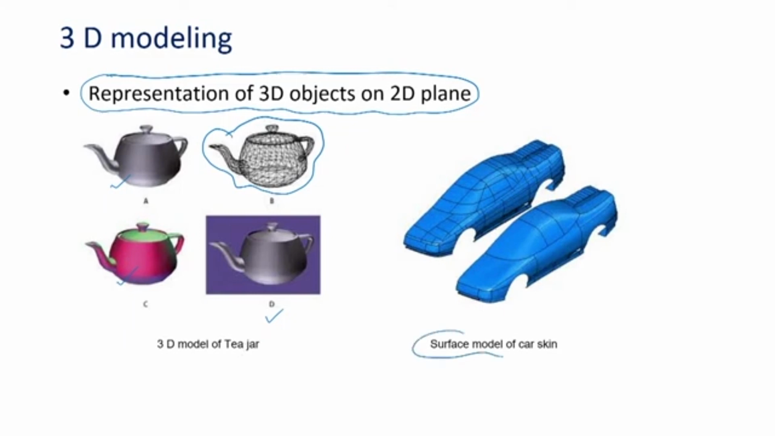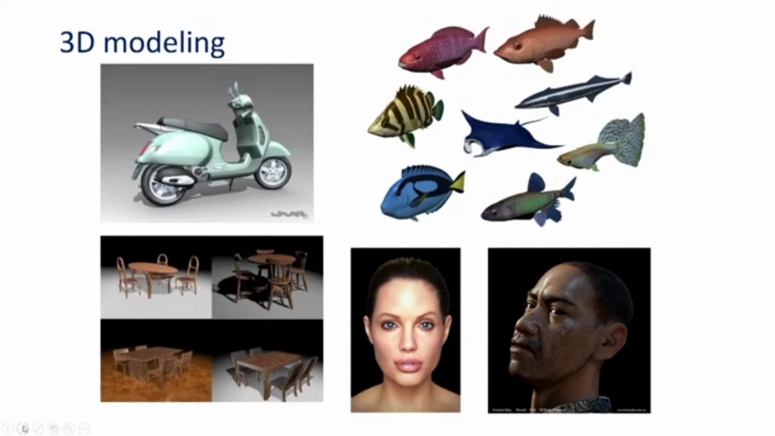Surface models also can be developed. These are the surface models of the car skin. So, modeling has two paradigms, that is the 3D solid modeling and the surface modeling. So, a few more examples are there on your screen.